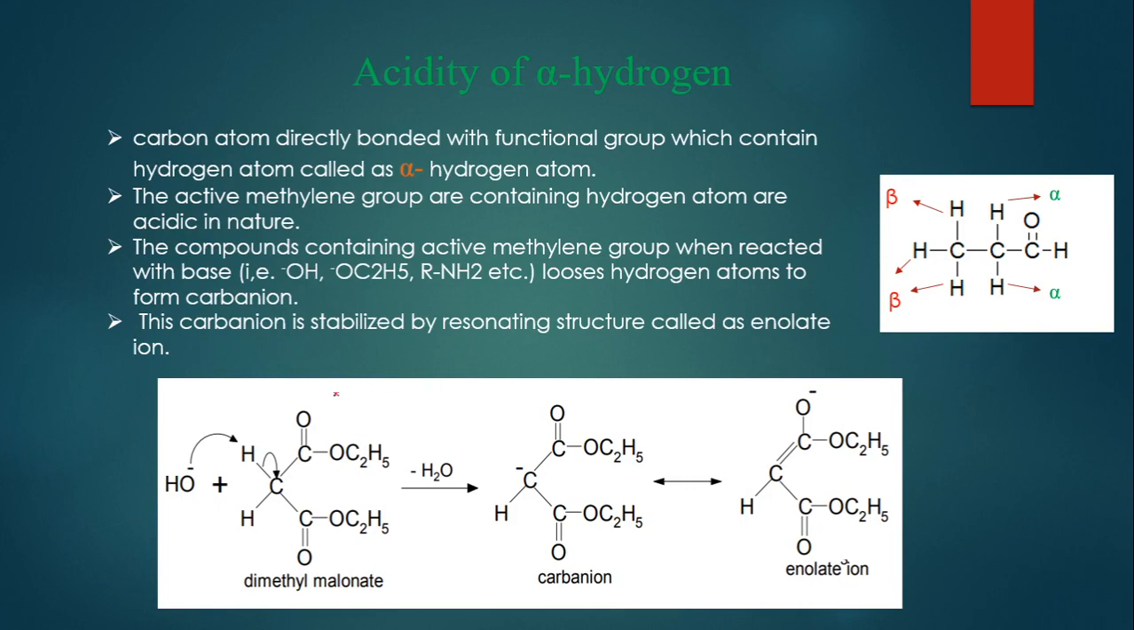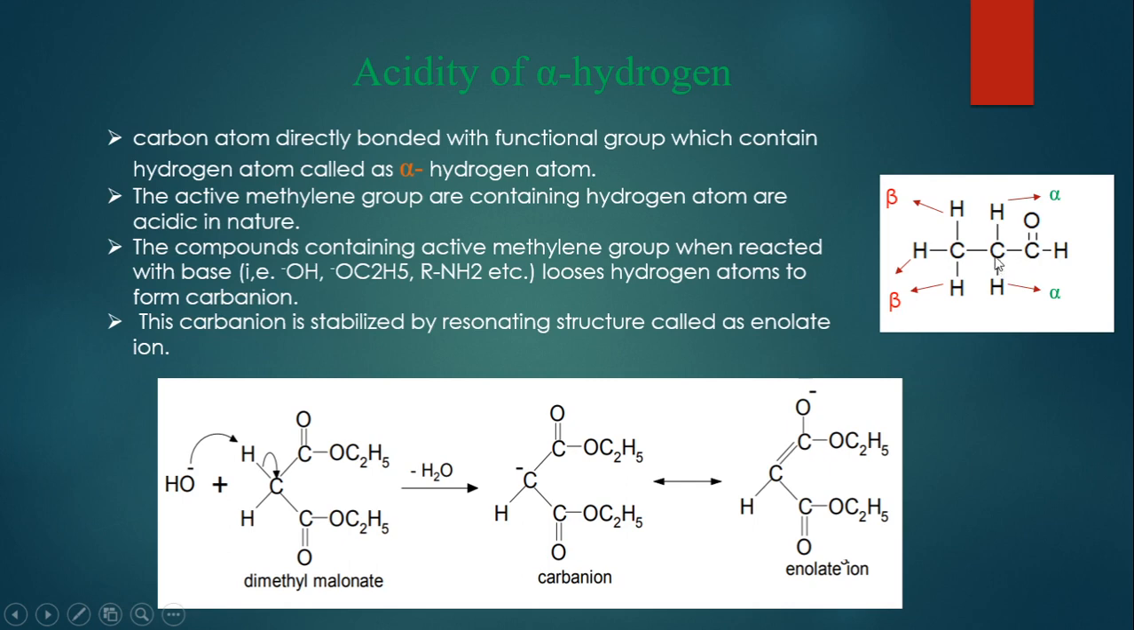Now we will discuss the acidity of the alpha hydrogen atom. First of all, before discussing the acidity of alpha hydrogen, what is the alpha hydrogen atom? A carbon atom directly bonded with the functional group which contains a hydrogen atom is called an alpha hydrogen atom. The carbon atom is directly attached to any functional group. Suppose this carbon atom is directly attached to this aldehyde group.